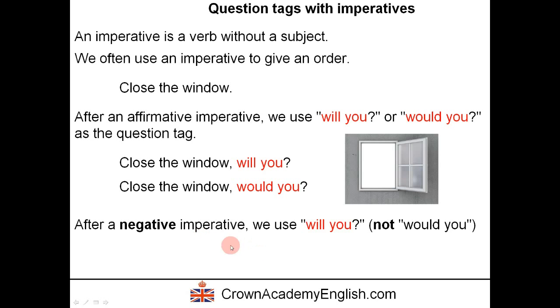After a negative imperative, we also use will you, but not would you. So we only use will you after a negative imperative. Example: Don't close the window, will you? Okay, so we're telling someone not to close the window, and here we use only will you as the question tag.